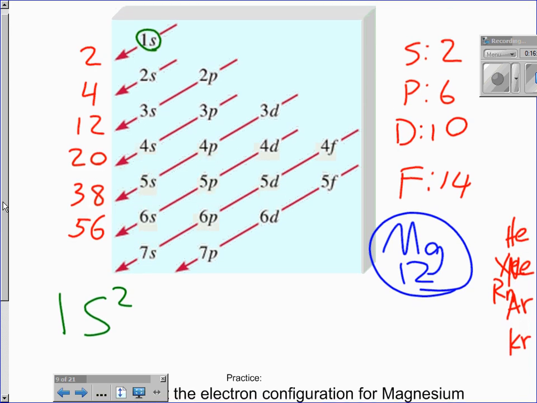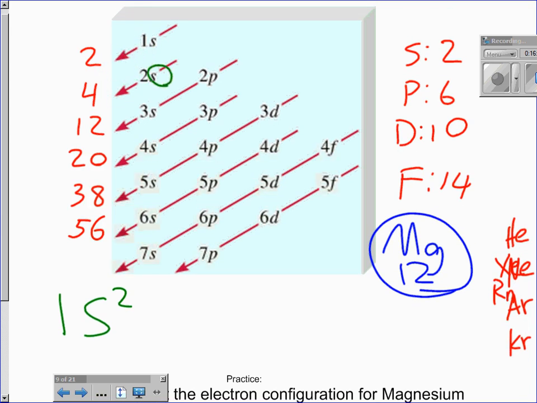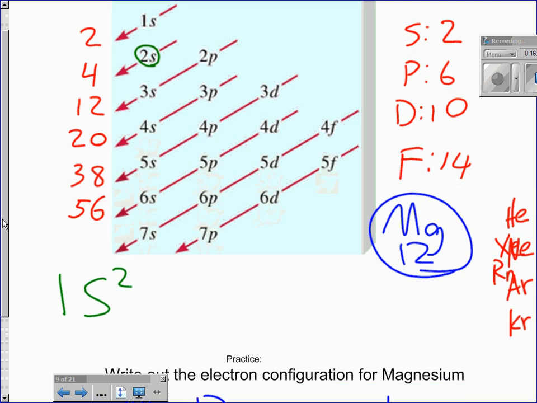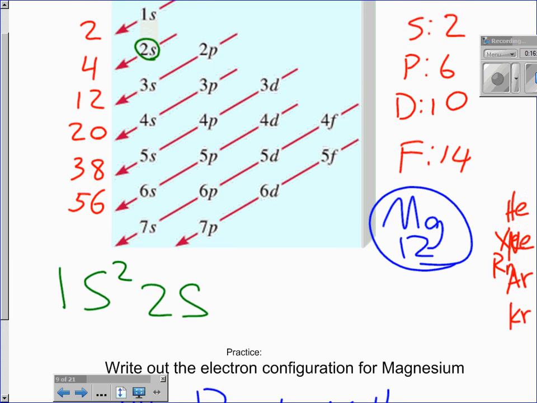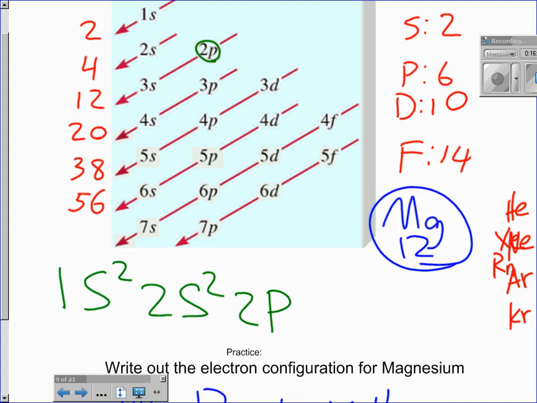So now let's go back to our thing here. Let's follow this to the next arrow, and we get to 2s. So we're going to write 2s. Once again, how many electrons can fit into an s orbital? We said 2. So we will put a 2 right there. Okay, after 2s, we continue along to the top of the next arrow. We're to 2p. So we will write 2p. How many electrons can fit into a p? 6 electrons. So we will write a 6 right here.